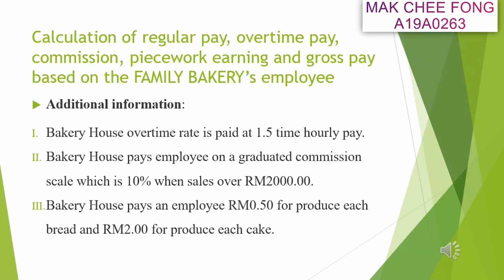Next is the calculation of regular pay, overtime pay, commission, piecework earning, and gross pay based on the Family Bakery's employees. The additional information is, first, the bakery house overtime rate is paid at 1.5 times hourly pay. Second, the bakery house pays employees a graded commission starting at 10% when sales are over 2,000. And third, the bakery house pays an employee 50 cents for each bread produced and 2 ringgit for each cake.